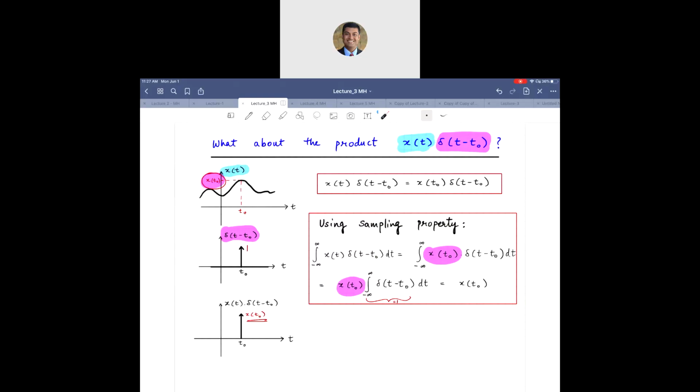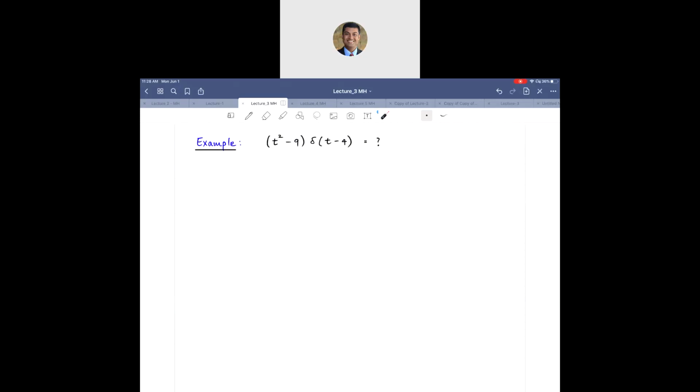All right, so I hope that you see the clear distinction between multiplying a continuous time signal with an impulse function, and multiplying a continuous time signal with an impulse function and then integrating for all time. Let's do some examples. The first example over here is t squared minus 9 multiplied by delta of t minus 4. So let me work out this in red.